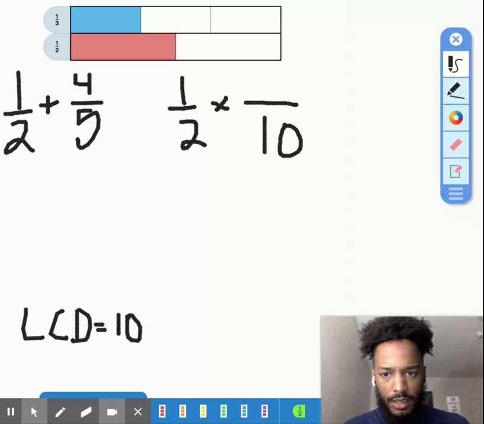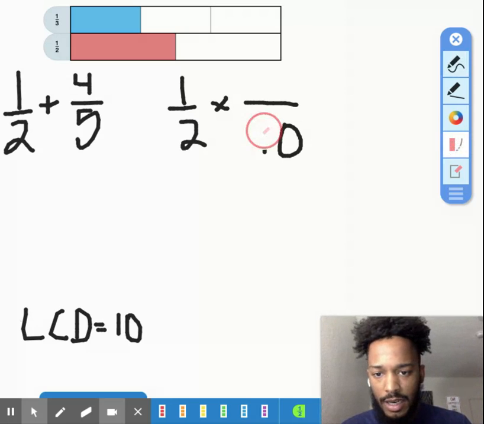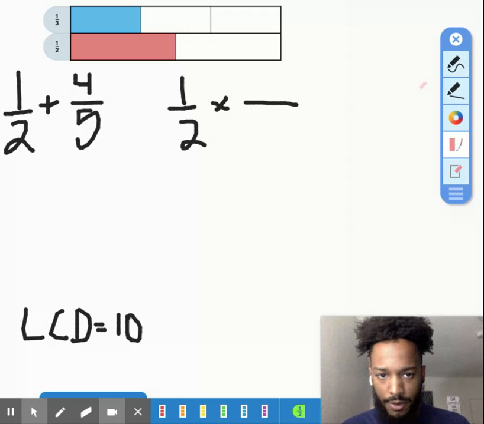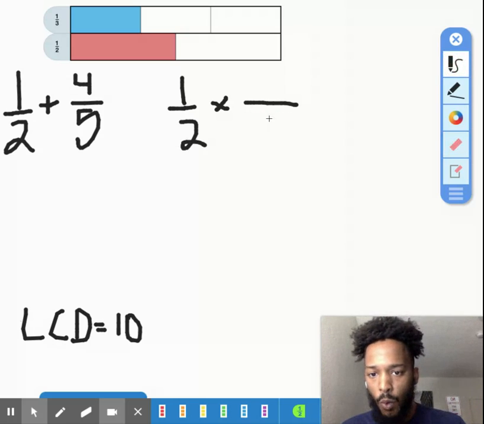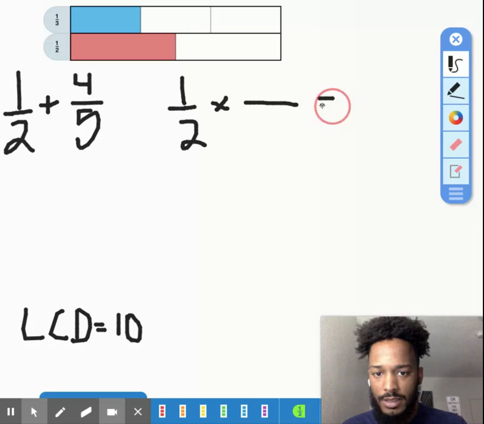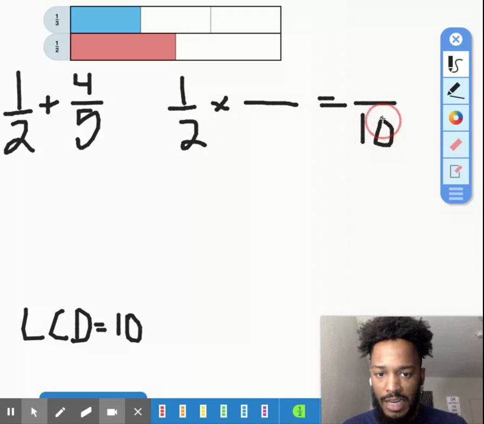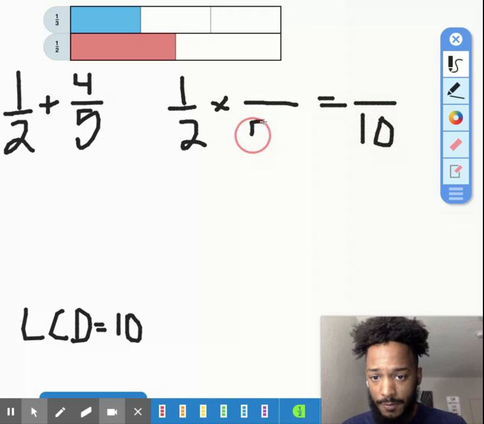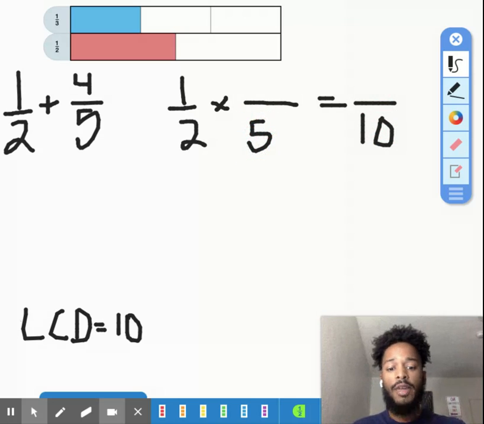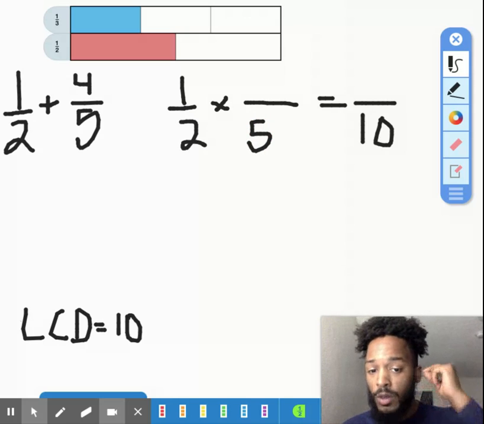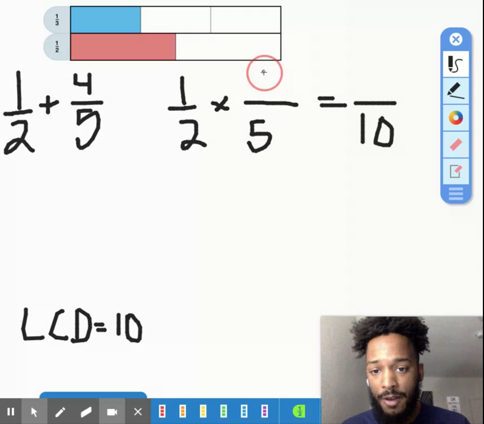No, let's think. 2 times what gives me 10? 2 times what gives me 10? 2 times 5 gives me 10, right? And just like we have 5 as our denominator, whatever we do at the bottom, we have to do at the top. So I'm going to put a 5 right here.